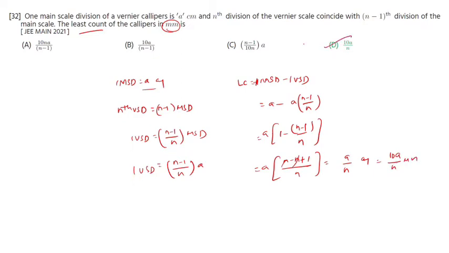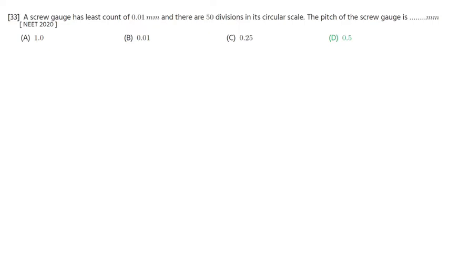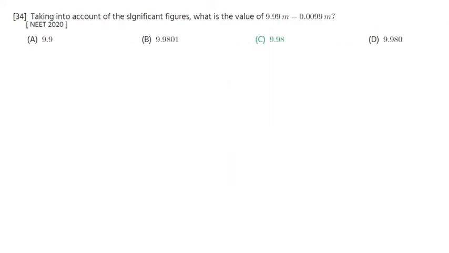So option D. A screw gauge has a least count of 0.01 mm and there are 50 divisions on its circular scale. Then the pitch of the screw? The least count formula is nothing but pitch divided by number of head scale divisions. So the least count they gave is 0.01, equal to pitch divided by number of head scale divisions, also given as 50. So now the pitch is 0.5 mm. Option D.